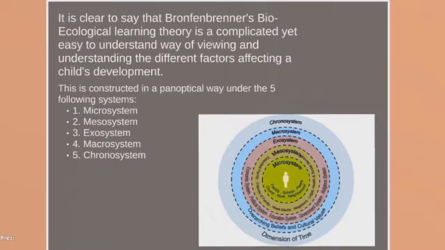In conclusion, it is clear to say that Bronfenbrenner's bioecological learning theory is a complicated yet easy to understand way of viewing and understanding the different factors affecting a child's development. This is constructed in a panoptical way under the 5 following systems: the microsystem, the mesosystem, the exosystem, the macrosystem, and the chronosystem.